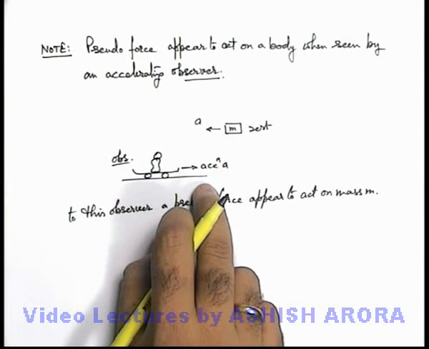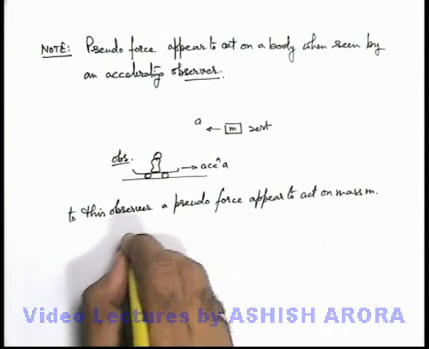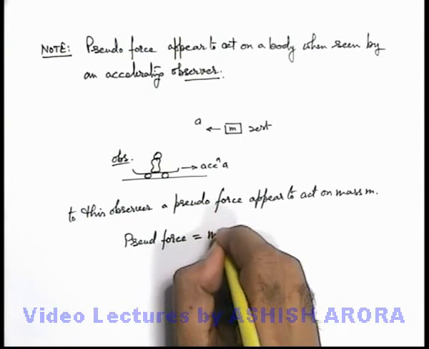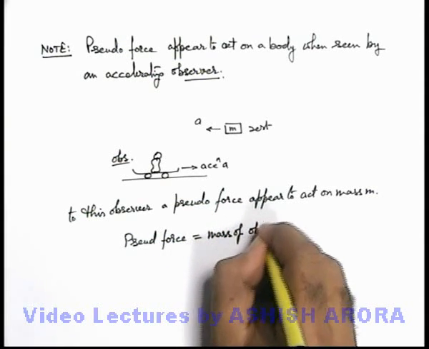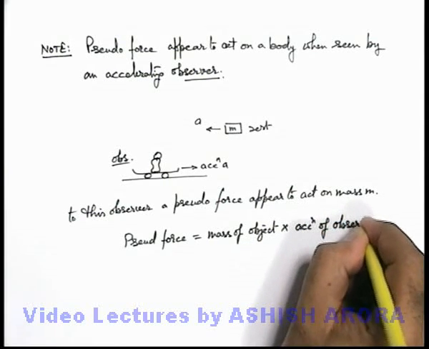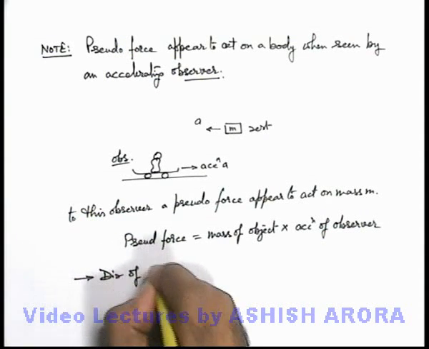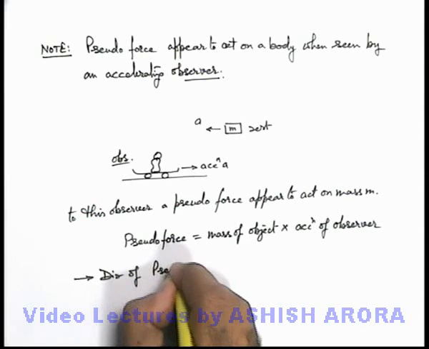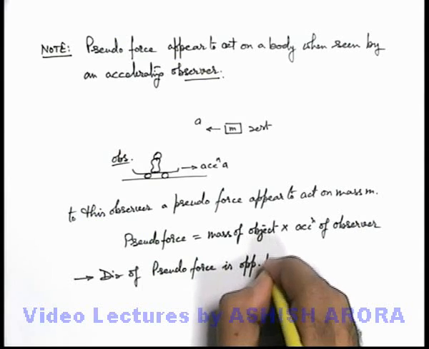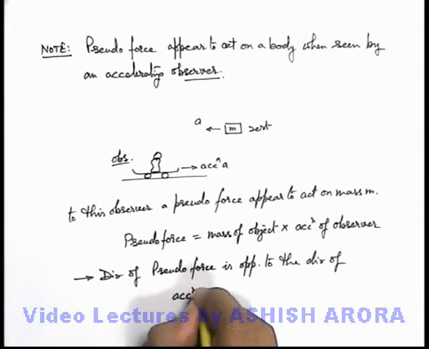Actually, if we talk in terms of an observer who is on ground, this block is at rest. So we can simply state, in this situation, pseudo force can be written as mass of body or mass of object multiplied by acceleration of observer. And we can simply state also that direction of pseudo force is opposite to the direction of acceleration of observer.